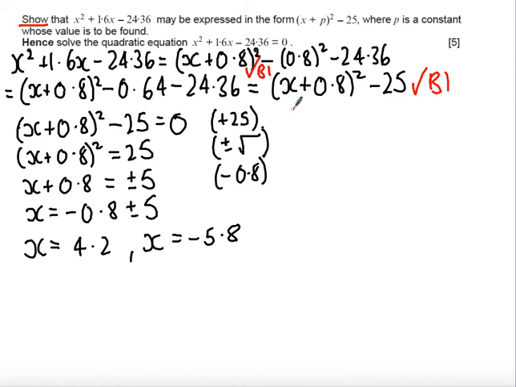Next, there is a method mark for rearranging and getting that (x plus 0.8) squared is equal to 25. There is then finally just an answer mark for each of these correct solutions. Okay, well I hope you understood the solution and that you understood how to mark it.